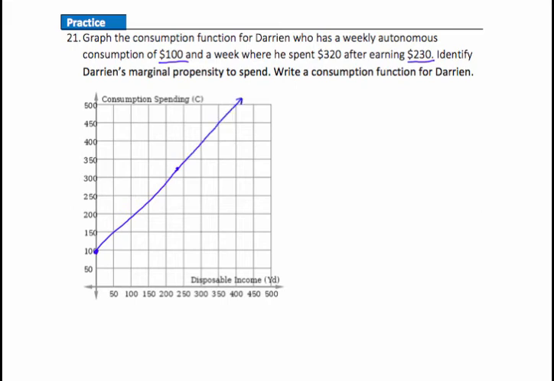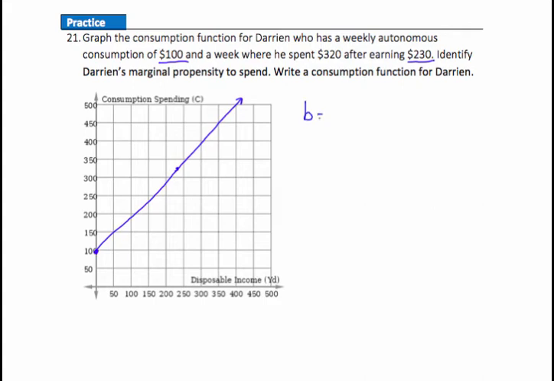So since Darian has a pretty steep line here, that indicates he's spending a lot of the money that he earns, basically. If we have a flatter line, then somebody's marginal propensity to spend, they're spending less of the money that they earn. But Darian's got a pretty steep line here, so he's spending a lot of the money that he earns. Okay? Now, let's go ahead and find the marginal propensity to spend, which is our slope.